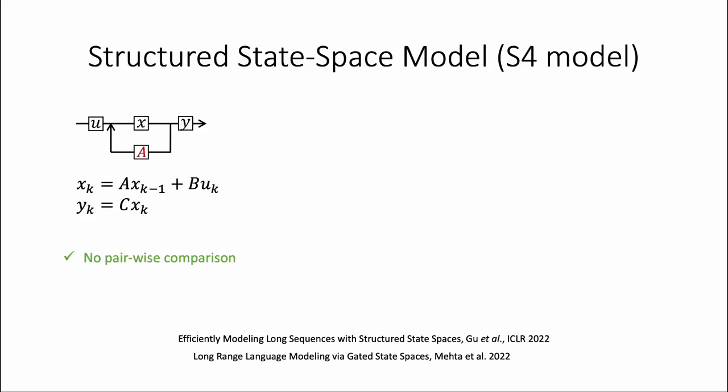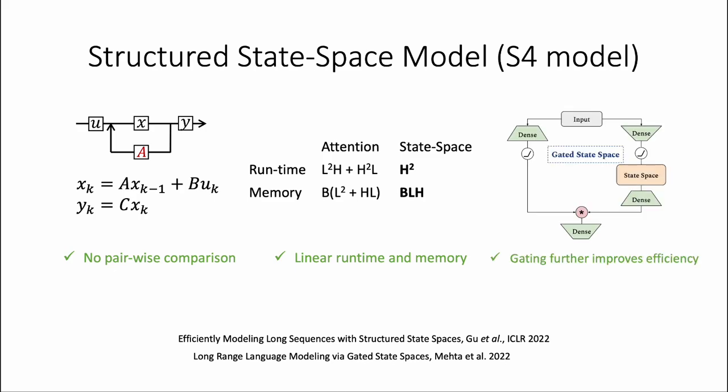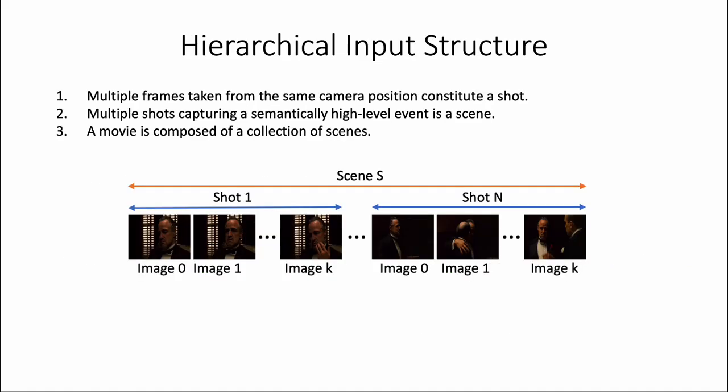Recently, a new type of sequence model has been proposed called structured state space models. The S4 model can be defined by these two simple equations. Here, U is the input sequence, X is a latent state, and Y is the output. Unlike self-attention, S4 has a linear memory and computation cost. Here, L is the sequence length, B is the batch size, and H is the hidden dimension. Moreover, gated S4 models further improve the efficiency through a gating mechanism.